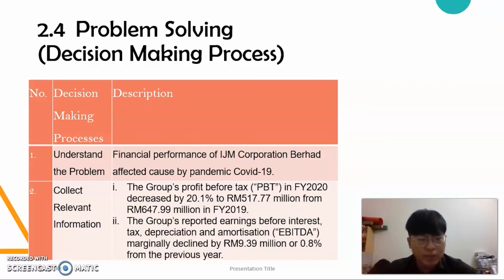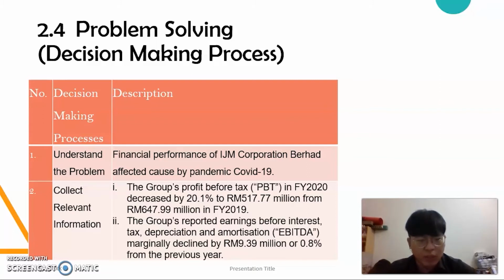Thank you. So the next one will be the problem solving. There will be the decision making process. There will be several steps altogether. The first one will be to understand the problem. In this case, the problem is the financial problem of IJM Corporation Berhad affected by the COVID-19 pandemic.